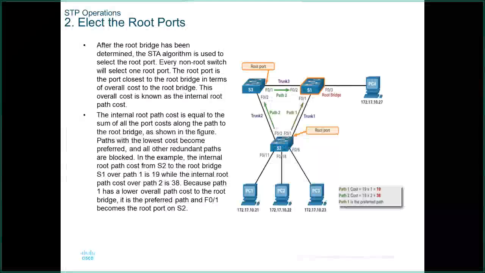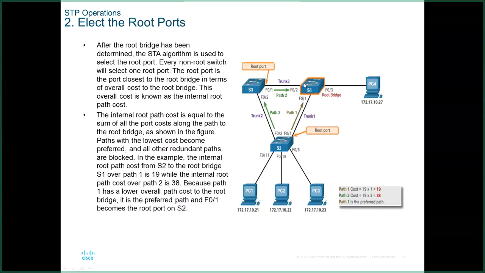So, electing the root ports. The PDUs go out, and as they come around, from switch 1, it sends it out F02, and arrives here on switch 3, and it adds the cost of trunk 3 to that port, saying the root bridge is the cost. So if we're running 100 meg links, the cost is 19.